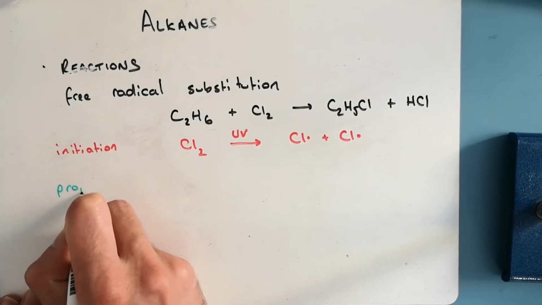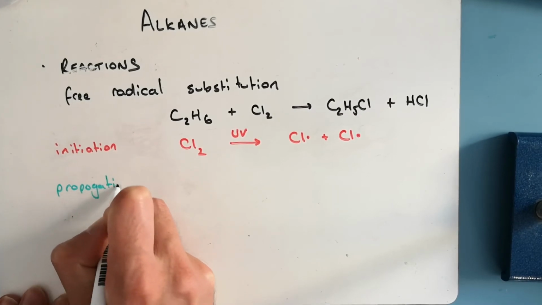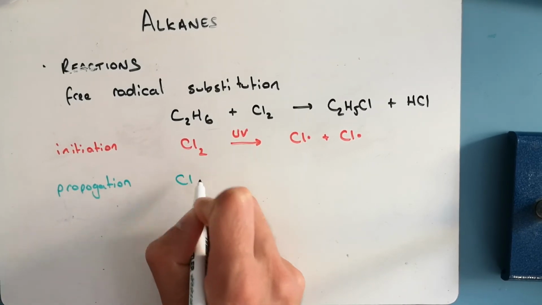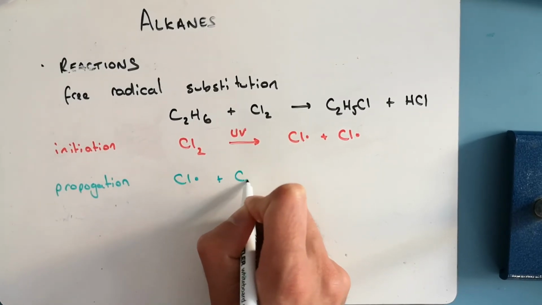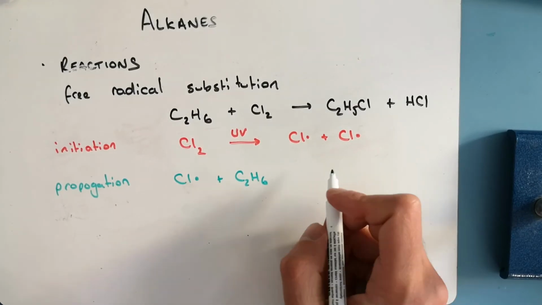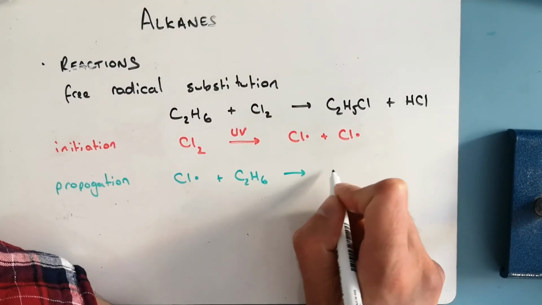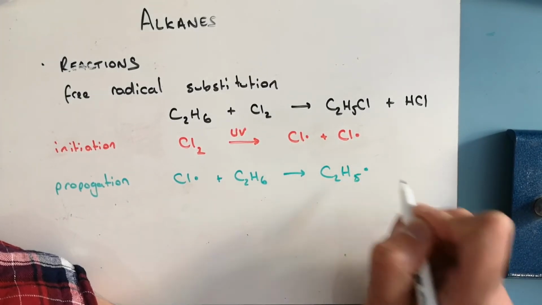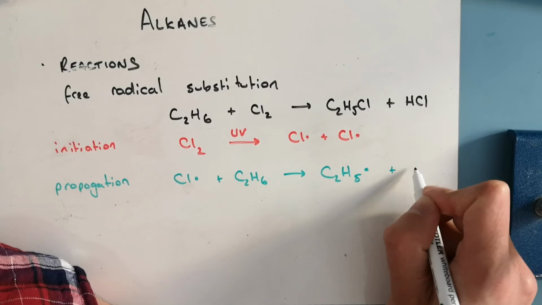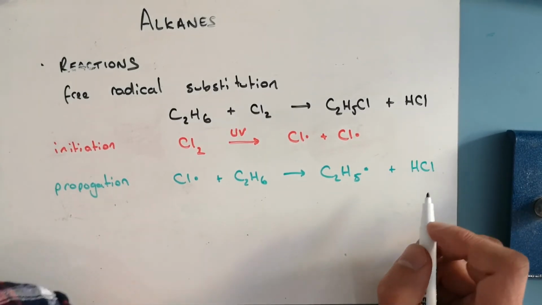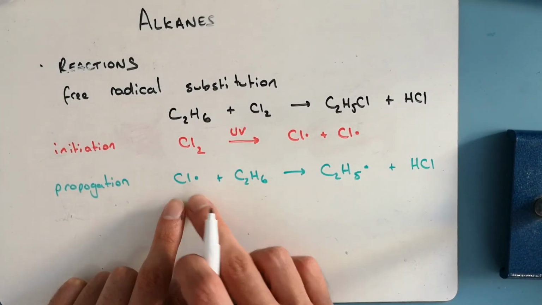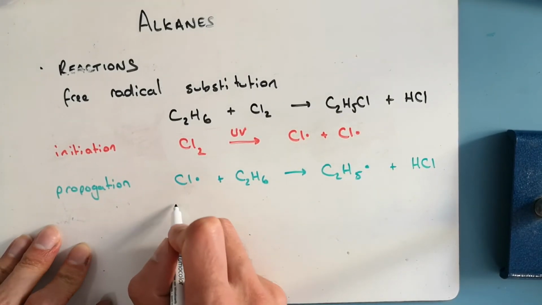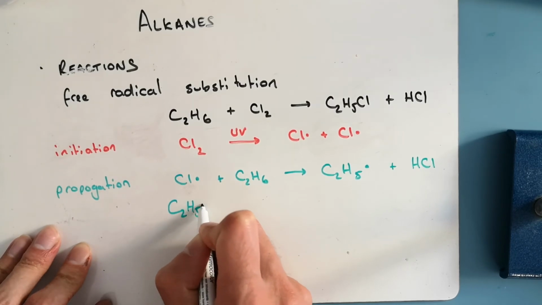So the next step is known as the propagation, and there's a few stages in the propagation step. This chlorine free radical can now react with our ethane. And that is going to form our ethyl free radical and HCl. So we've got a hydrogen taken away from the ethane by the chlorine, that gives us our HCl. Now this is then free to react with all sorts of other things.